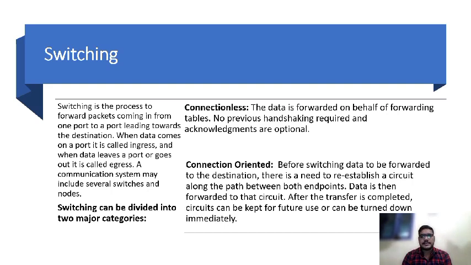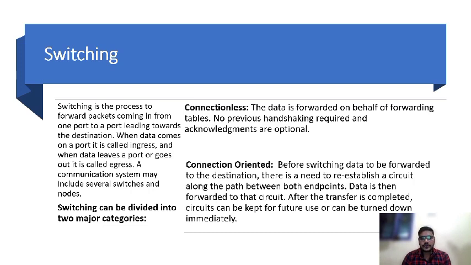Connectionless is defined as the data being forwarded on the basis of a forwarding table. No previous handshaking is required and acknowledgements are optional. So there is no need of establishing a connection before transferring data. We can send data and get an acknowledgement, depending upon whether we need it to be acknowledged or not.